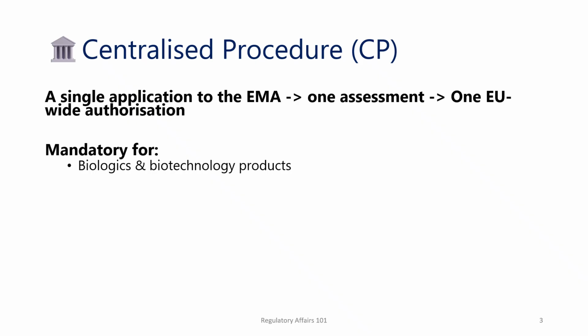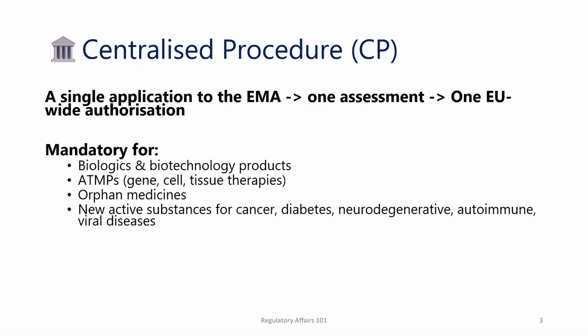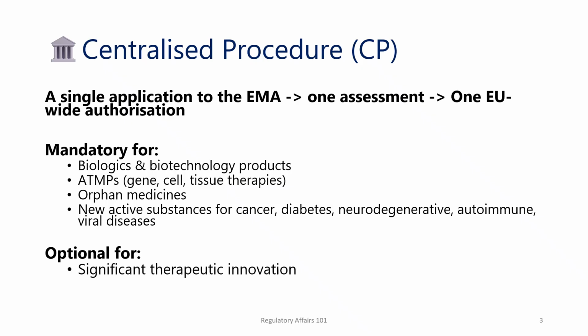It's mandatory for biologics, ATMPs, orphan medicines, and new active substances for major disease areas like cancer, diabetes, neurodegenerative, and autoimmune diseases. It's optional when a product represents significant therapeutic innovation or addresses a major public health interest.